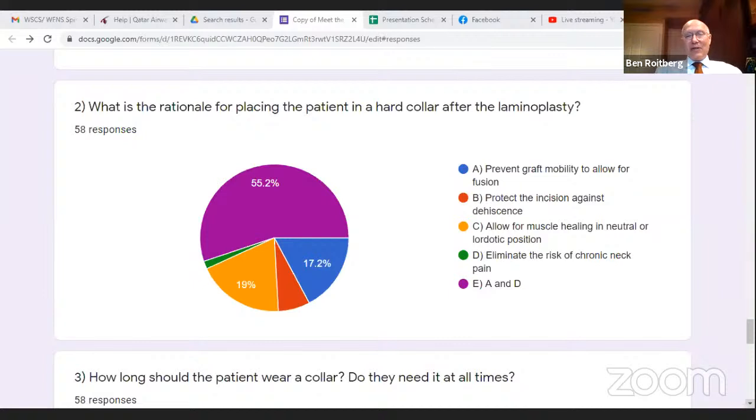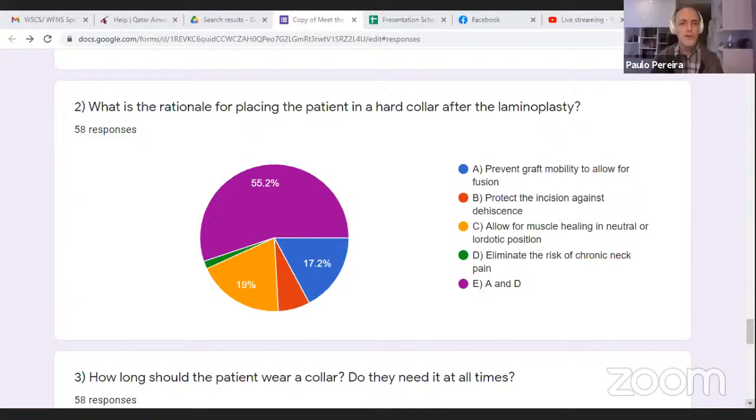Indeed, in our series, we had some decrease in neck pain compared to the preoperative condition, which I think was a very nice success. I'm very happy about that. But it doesn't eliminate chronic neck pain. No surgery can eliminate chronic neck pain.